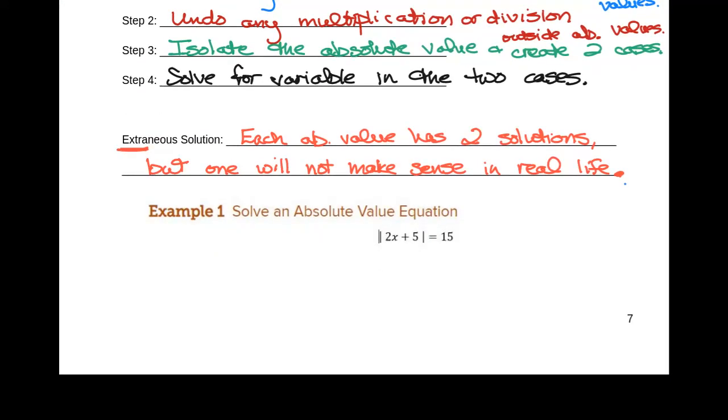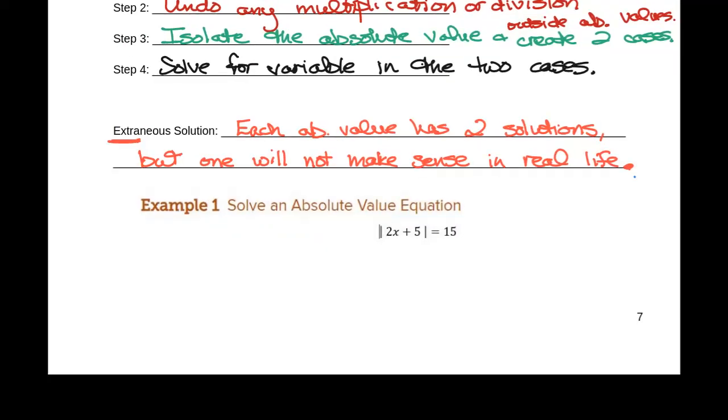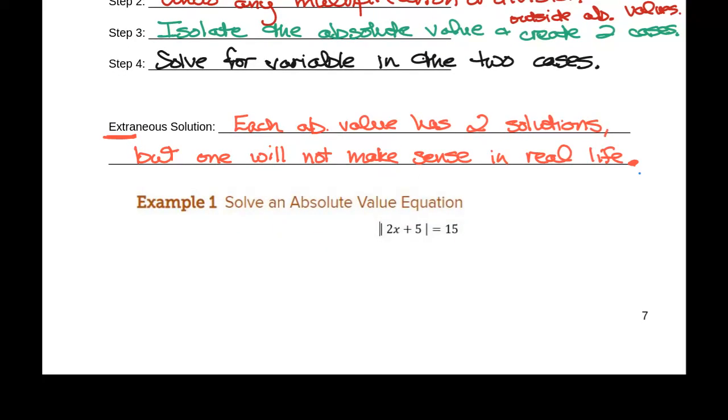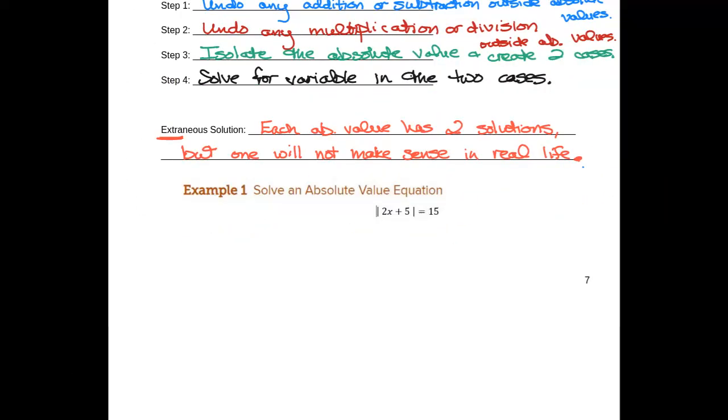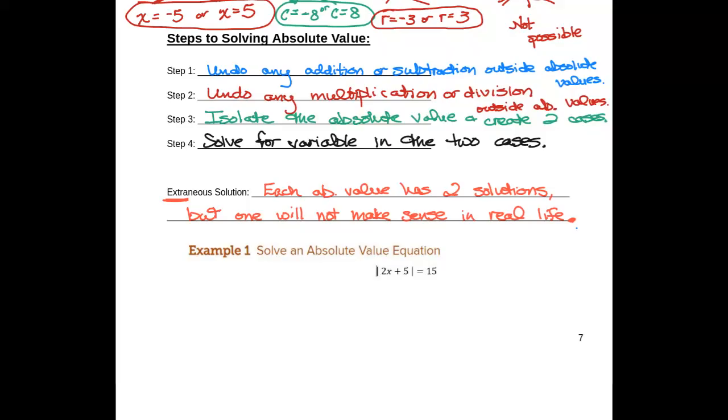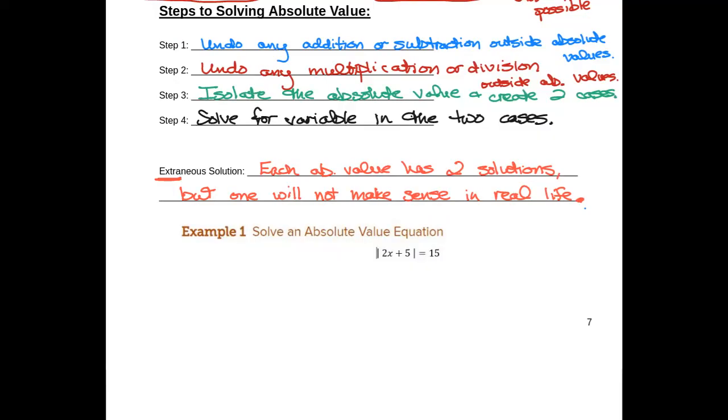All right, so let's take a look at example 1. It says the absolute value of 2x plus 5 is equal to 15. Let's look at our steps. We need to undo any addition or subtraction outside of the absolute values. Here are my absolute values, these two vertical lines. Do I have any addition or subtraction to do outside of those? No.